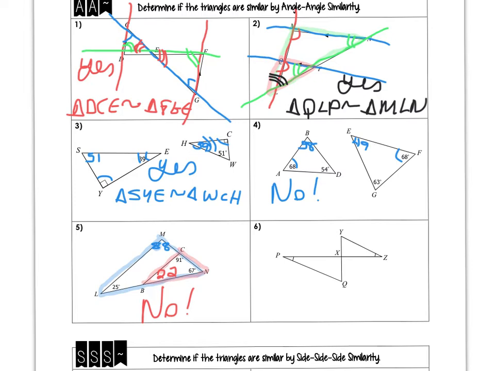Now, this next one, we've got angles here, and we have vertical angles. So therefore, this is a yes, and it is triangle PXQ is similar to triangle ZXY. All right, moving right along.